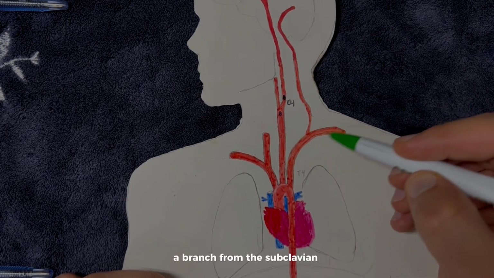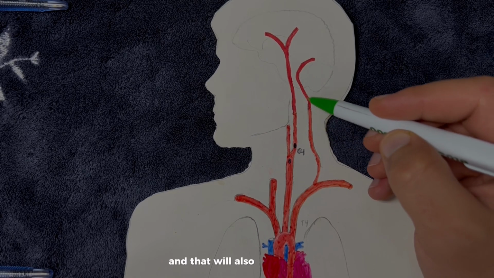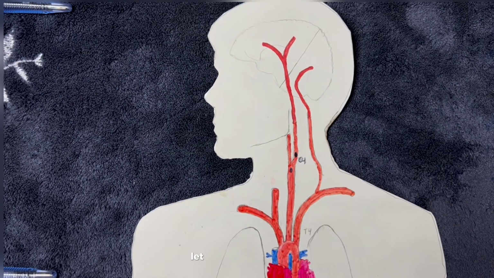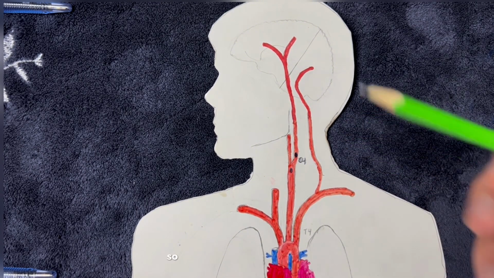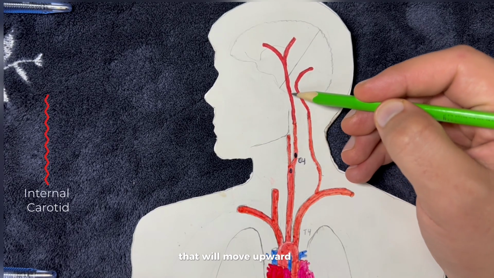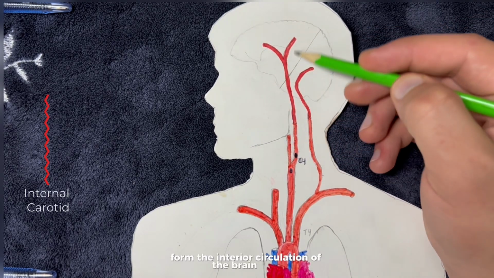Similarly, a branch from the subclavian artery moves upward, that is called the vertebral artery, and that will also move upward and form the circle of Willis and supply the brain. Let me give you a brief introduction first and then we'll move into the details. So we have the internal carotid artery here that will move upward and anteriorly, and that will form the anterior circulation of the brain here.